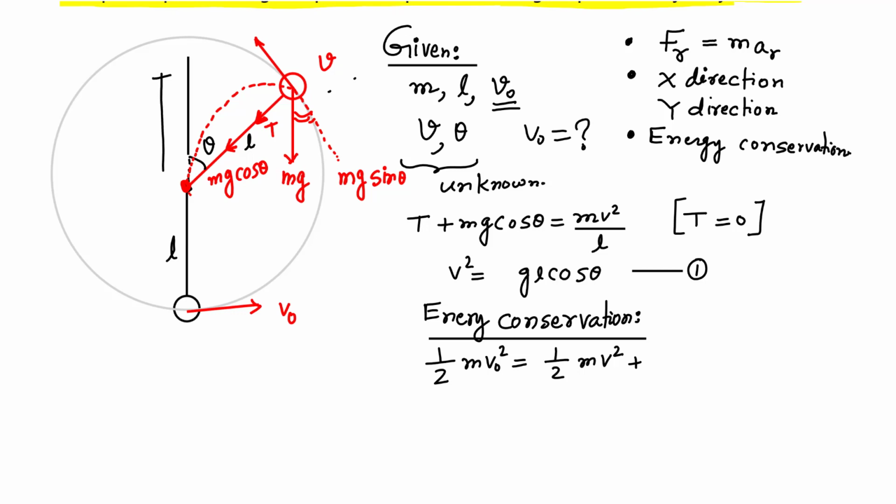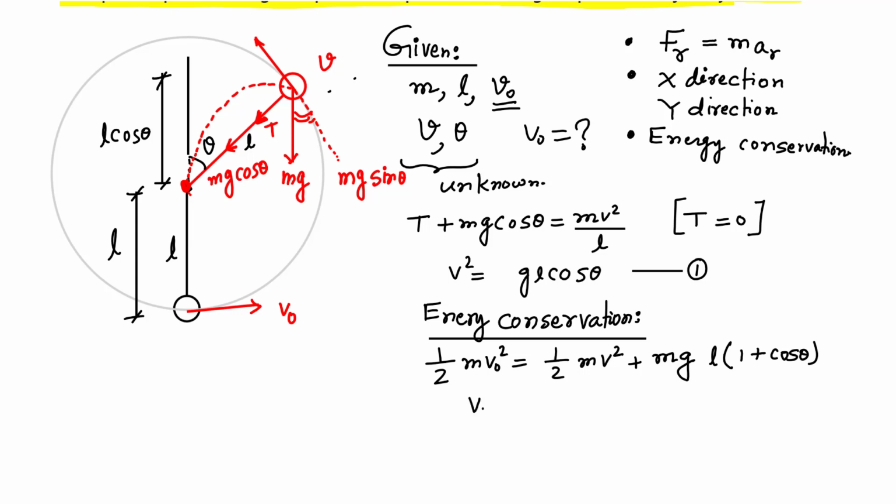So this height will be L cos theta. You can verify yourself. And this height is L. So the total height will be L plus L cos theta. So potential energy will be mgh, and h is nothing but L plus L cos theta, that is L times (1 plus cos theta).